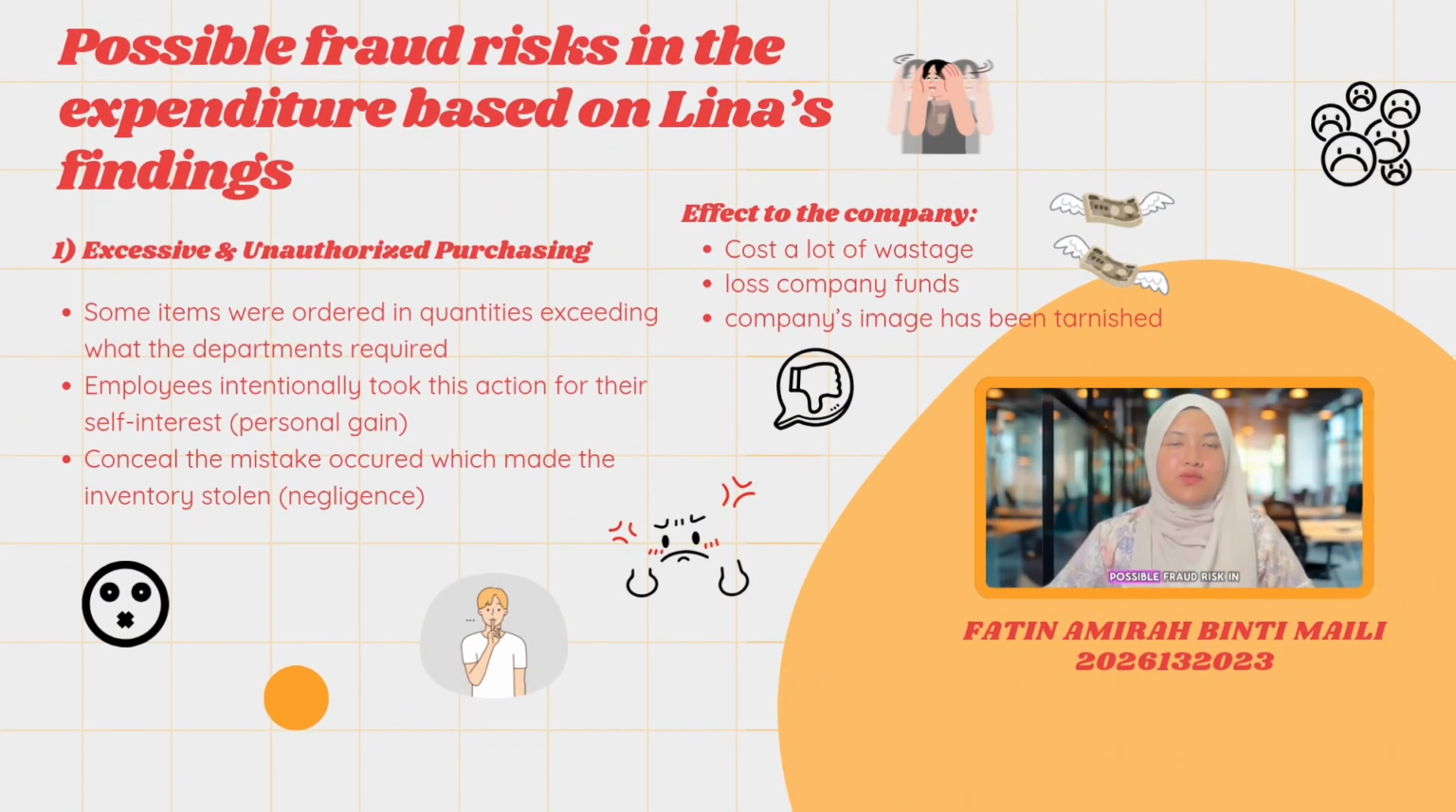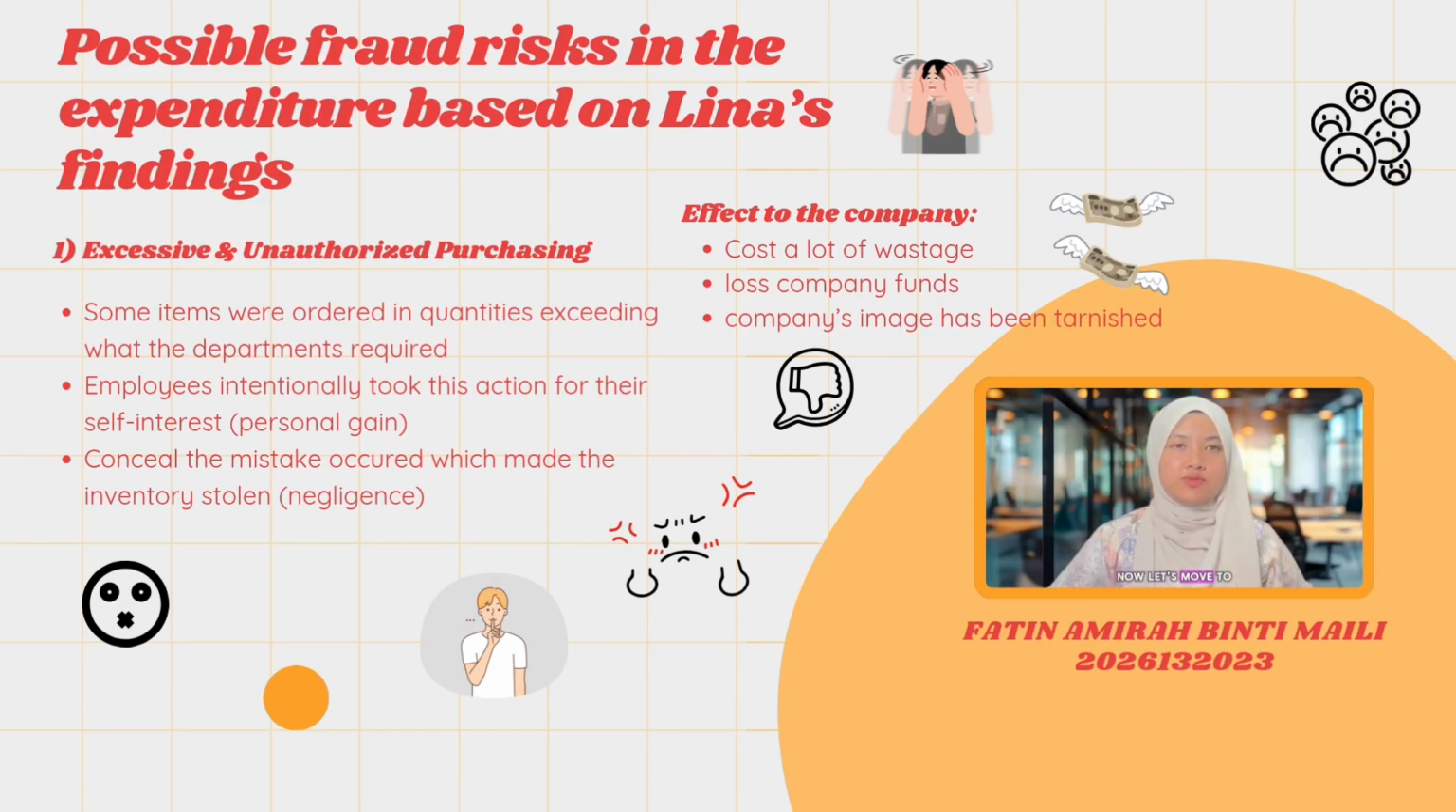For question C, possible fraud risk in the expenditure based on Lina's findings. The first one is excessive and unauthorized purchasing, where some items were ordered in quantities exceeding what the departments required. This issue arises since the employees intentionally took this action for their self-interest, which is for their personal gain and their personal benefits. The employee chose to conceal the mistake that occurred, which made the inventory stolen due to their negligence. They didn't want to confront their mistake to the supervisor because they might be afraid of being punished, or in the worst case, maybe they will get fired by the supervisor.